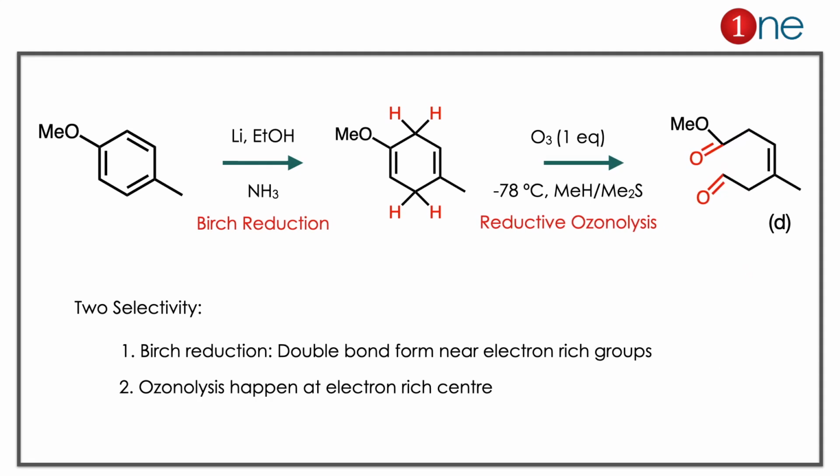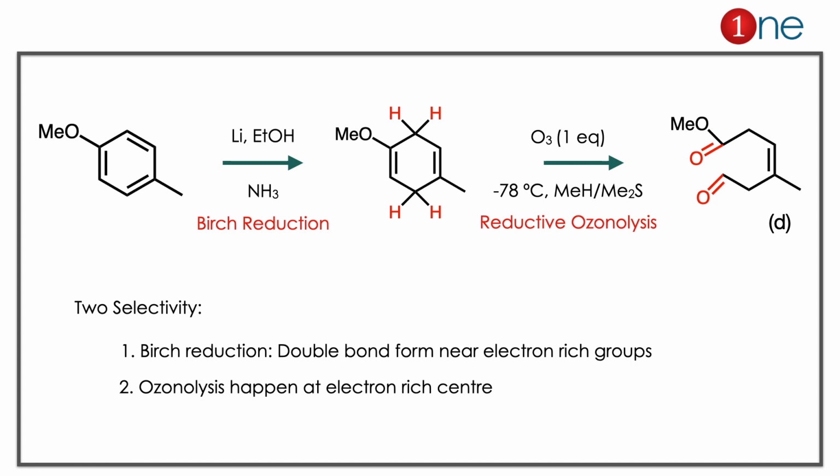In the first step you are using benzene with lithium, ethyl alcohol and ammonia. This reaction is basically called Birch reduction. In Birch reduction the double bond is formed near the electron donating group. Here the electron donating groups are methoxy and methyl. Normally the 1,4-diene is formed, with the double bonds formed near them. This is the only possibility. So the reduction occurs. Next step is ozonolysis.